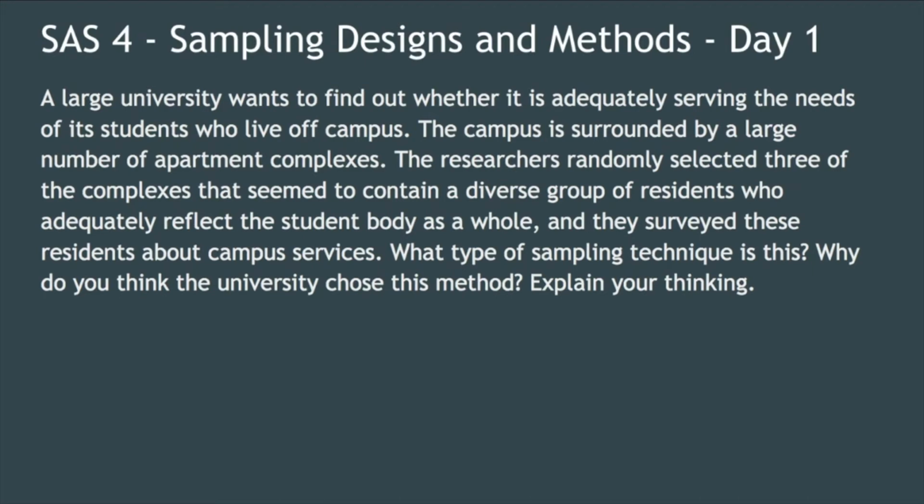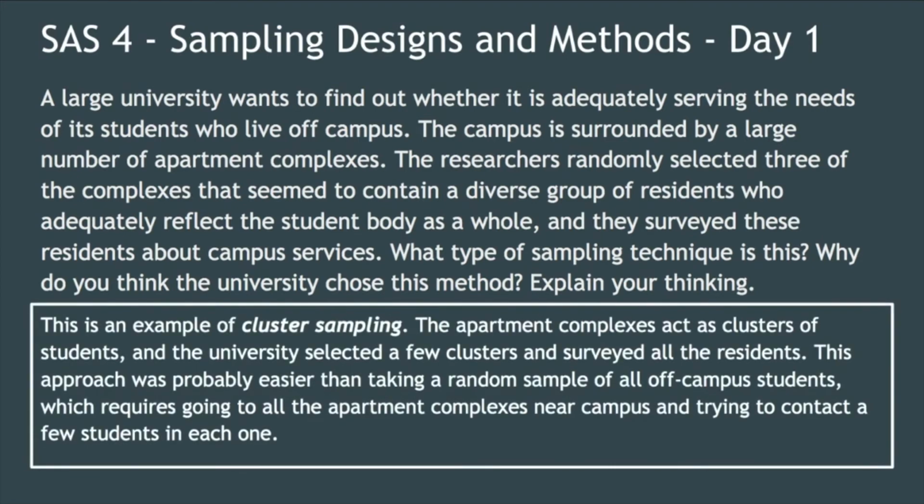Explain your thinking. Now, some of you may think, well, it's pretty convenient to just go ask some specific apartment complexes, but there's no randomization to it, is there? So we know it's not the random kind of thing. He did separate it into groups. What did he do? He just researched a few of those groups. If I'm not mistaken, that's called cluster sampling.